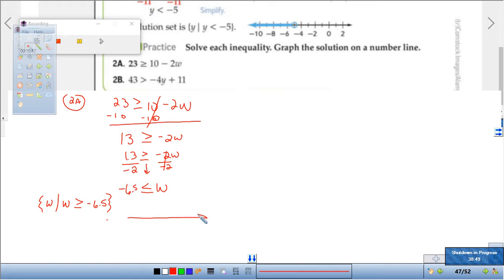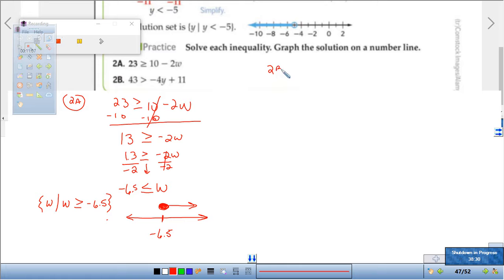So I'm going to come out here, draw a line like this. I know for sure I'm going to go to negative 6.5 here. Shade it in right here. Now you see how the W is on the left? Now I'm going to say that's my arrow sign to the right. I shaded it in because of the equal sign.